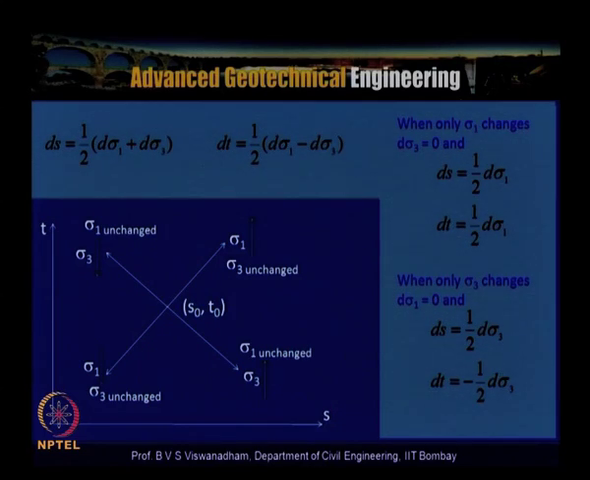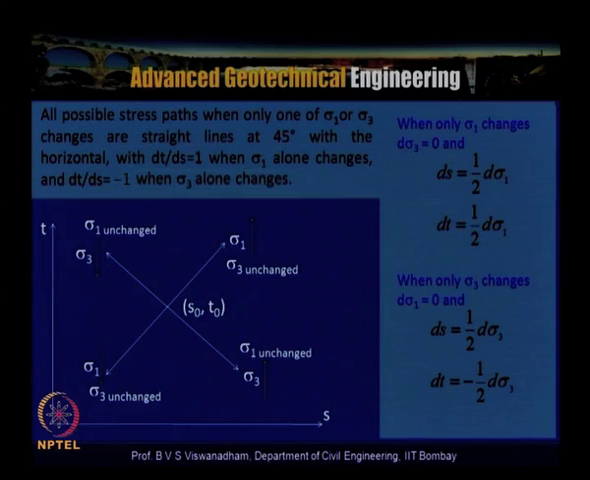So in this particular slide, what we are trying to explain is that dS is equal to half of d sigma 1 plus d sigma 3, by 2, and dT is equal to half of d sigma 1 minus d sigma 3, by 2. So when only d sigma 3 is equal to 0, then dS is equal to d sigma 1 by 2 and dT is equal to d sigma 1 by 2. When only sigma 3 changes, d sigma 1 is equal to 0, then dS is equal to d sigma 3 by 2. Sigma 1 remains unchanged, then dT, the shear stress, actually decreases. You can see that the path is coming down, see here.